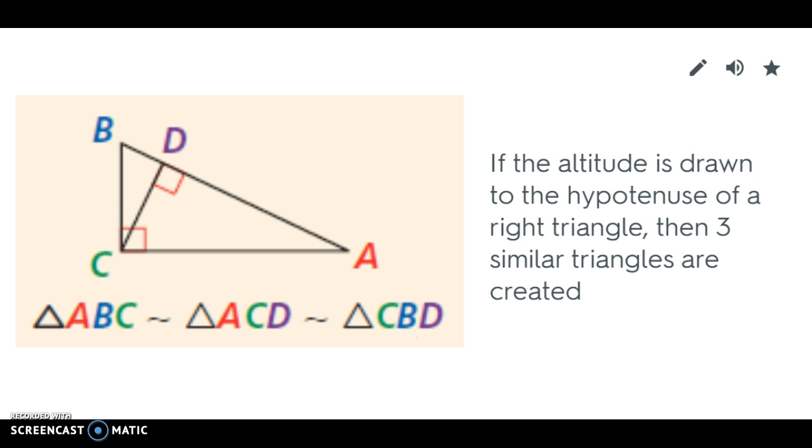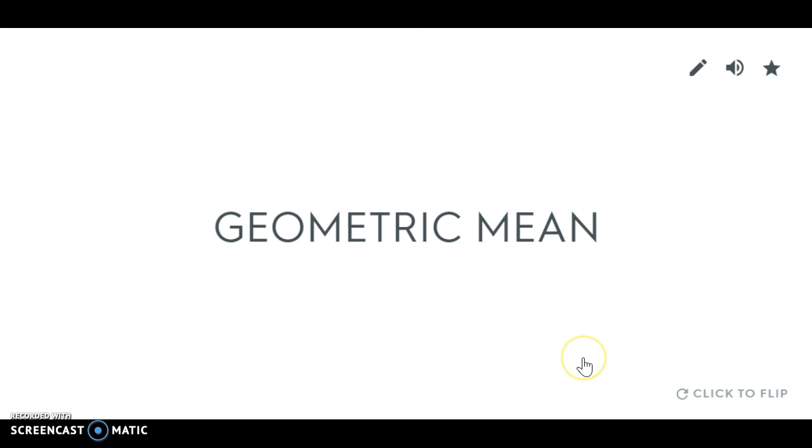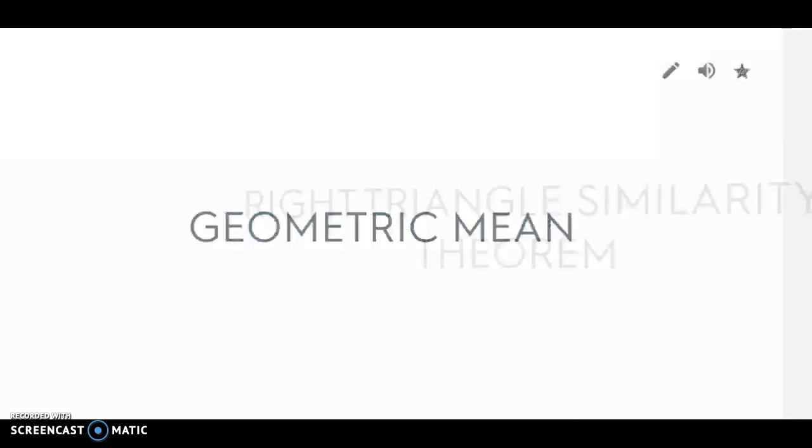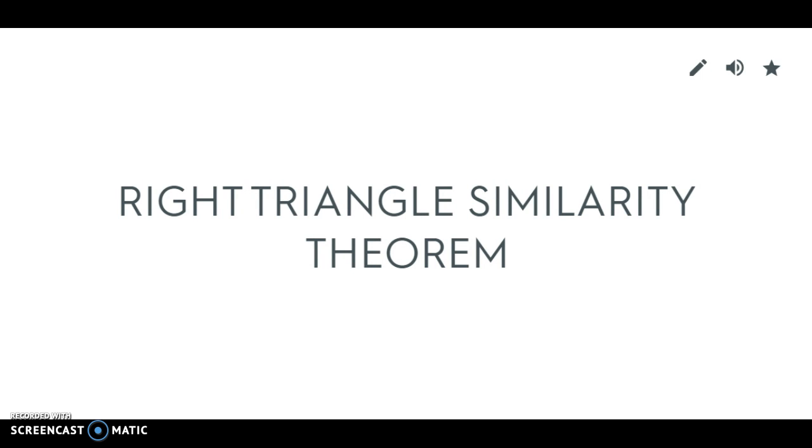So the first word we had was geometric mean, which is the square root of the product of two numbers. And then the second word we had was when you have right triangles, you'll draw them and they're similar. And you'll use proportions to find missing sides and information.